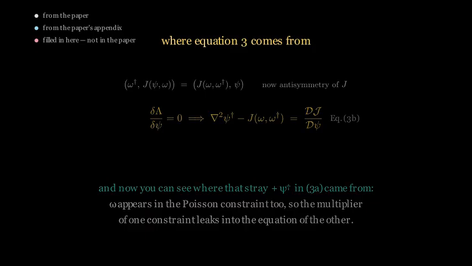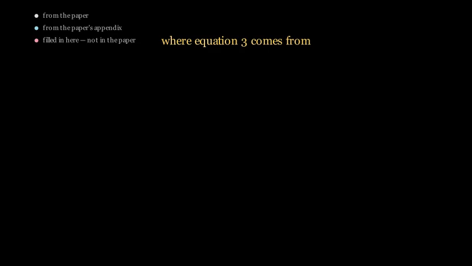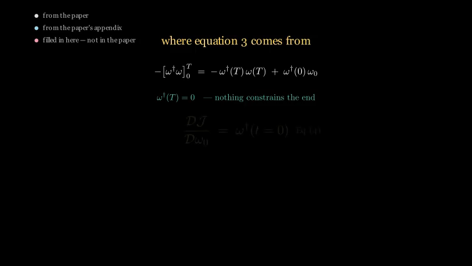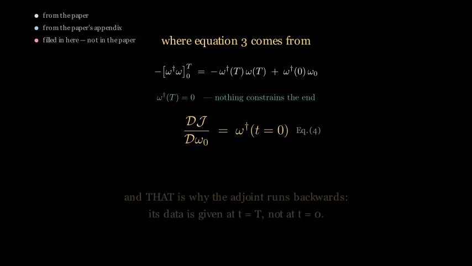One thing is still left over, the boundary term from integrating by parts in time. At the far end, there is nothing constraining the solution, so we are free to set omega dagger at time t to 0, and that kills half of it. What survives is omega dagger at time 0 multiplying omega naught, which means the derivative of the cost with respect to the initial field is exactly omega dagger at time 0. That is equation 4, and we did not have to assume it. And notice what we just did. We chose the condition at the end. That is why this thing is solved backwards. Its data is given at the final time, not the initial one.